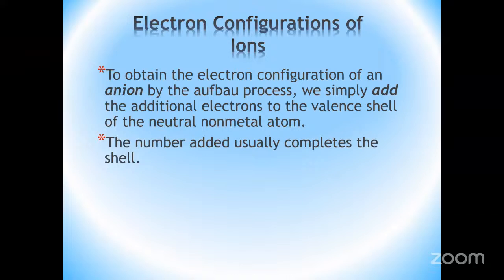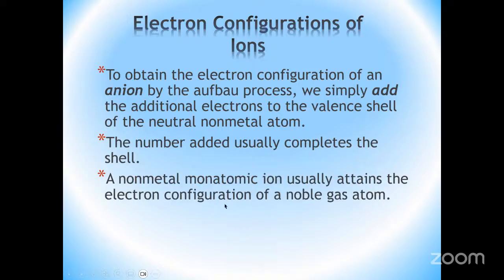Basically, if you know what the electronic configuration of the atom is, then to get to the corresponding anion, you simply add the appropriate number of electrons. You're going to add the electrons to the lowest available unoccupied orbitals or shells. And usually, not always, but usually the result of that will be the completion of the shell itself.